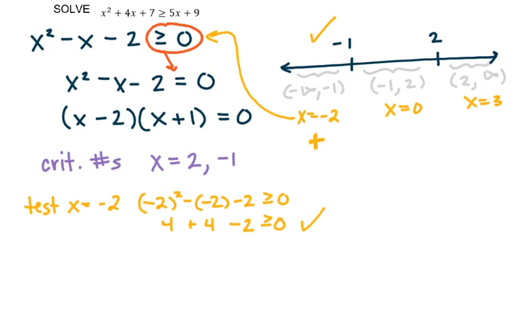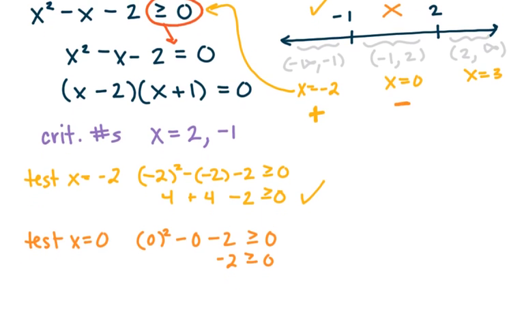So I'll test again. I'll test x equals 0, which gives me 0 squared minus 0 minus 2 is greater than or equal to 0. And here I get -2 greater than or equal to 0. And that is not true. That's a negative value. So we will not include that in our solution set.